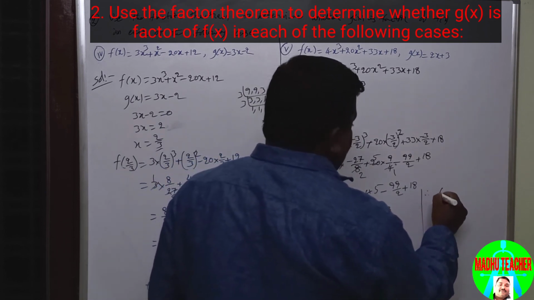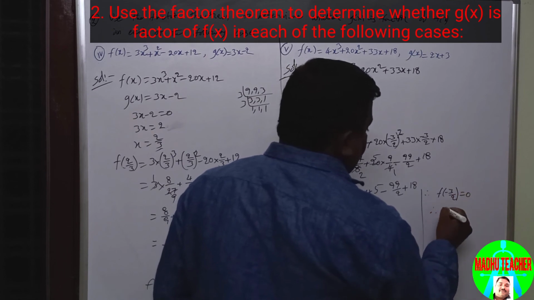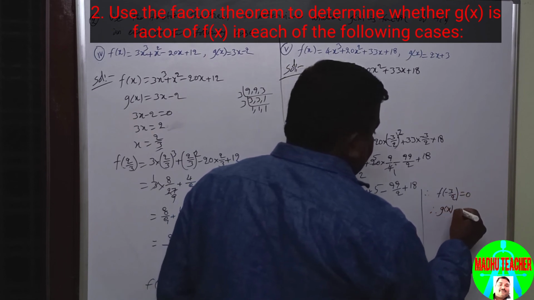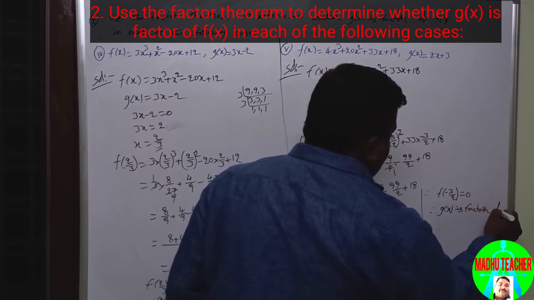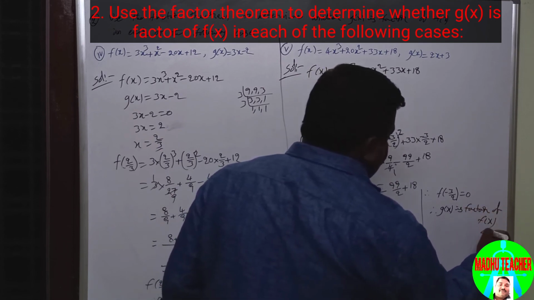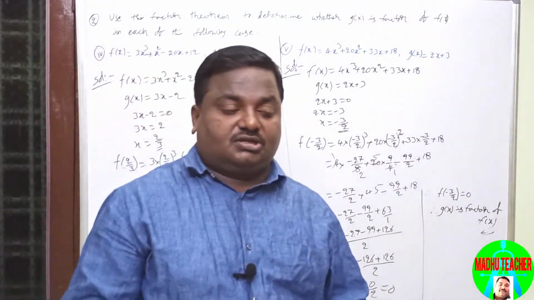Therefore f of minus 3 by 2 equal to 0. Therefore g of x is a factor of f of x. Okay, so this is the second bit.